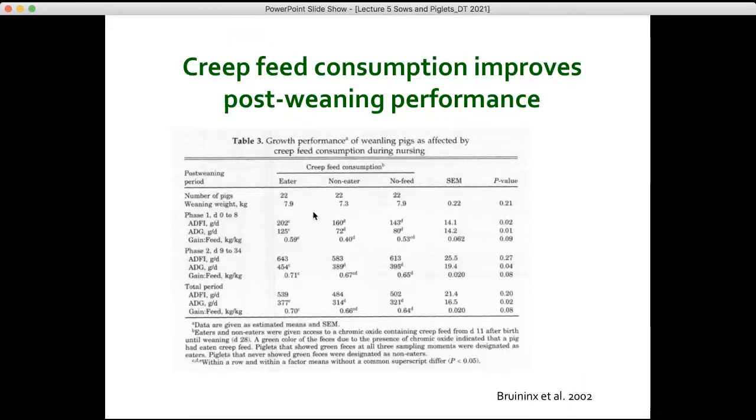If we look at the piglets that didn't eat in the litter compared with the piglets that weren't offered food, you can see there's no statistical difference there. So it's really only benefiting the ones that do decide to eat the creep feed.